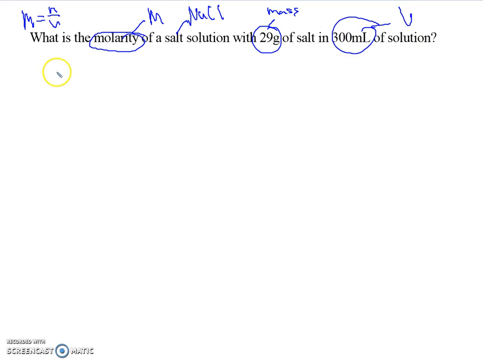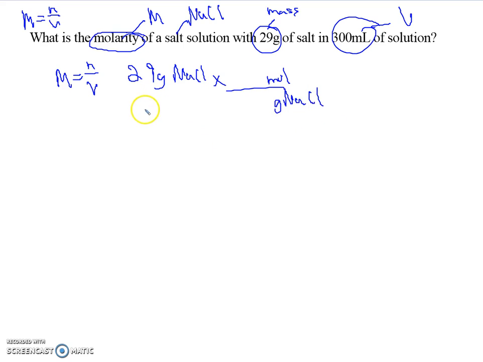Okay, I know my formula, I'm going to write it again, molarity equals n over V. It's looking for M, so that means I need n and V. I have V right here, but I don't have n, I don't have moles. But I do have the mass, so I can actually take the mass and convert that to moles. So I put moles on top, grams on the bottom.